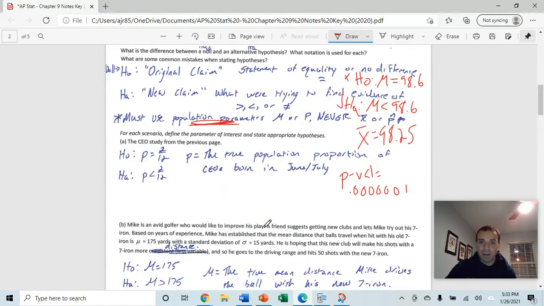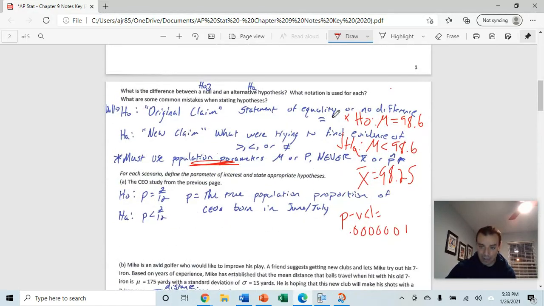So if we go back to our example, a type 2 error here would be saying, okay, I failed to reject the null hypothesis. I do not have convincing evidence that the mean temperature is less than 98.6. That was my conclusion. That was wrong. So in reality, the mean really is less than 98.6.